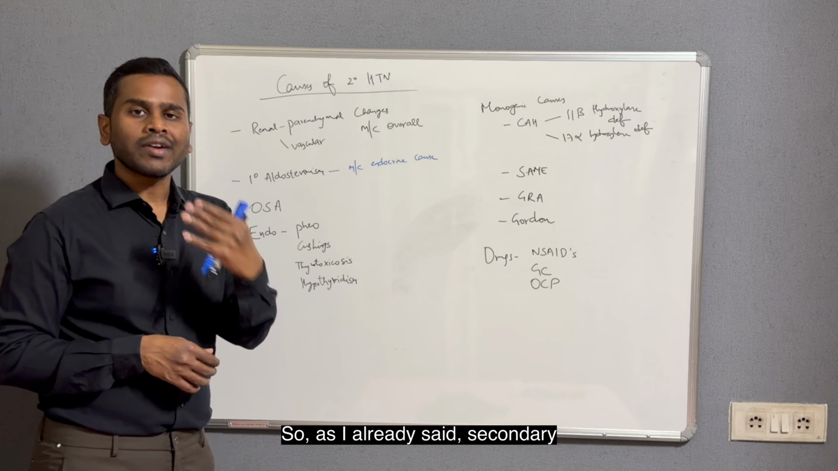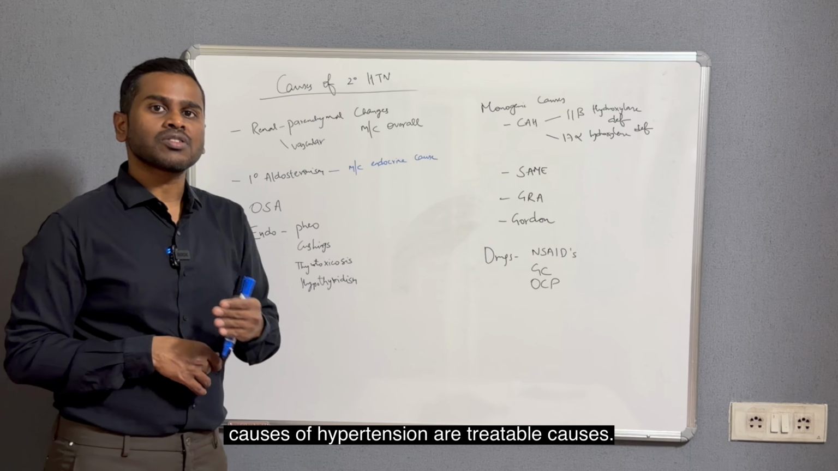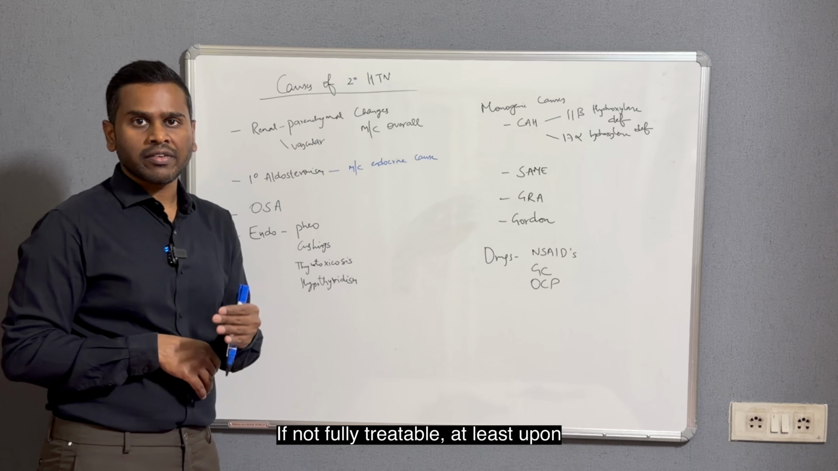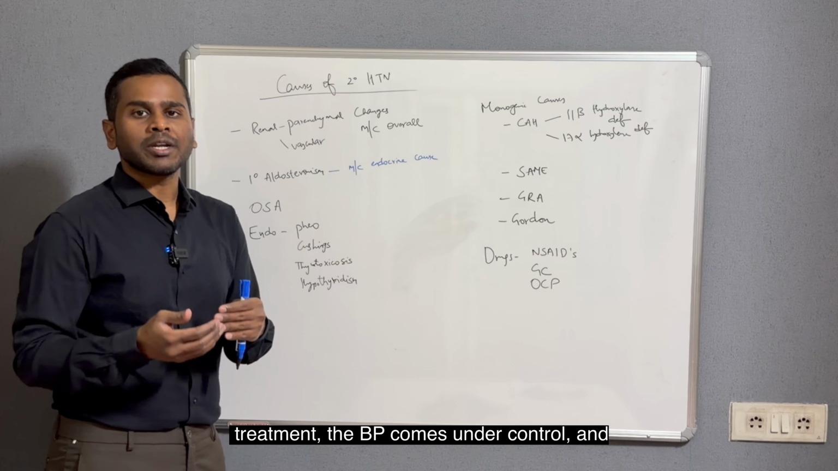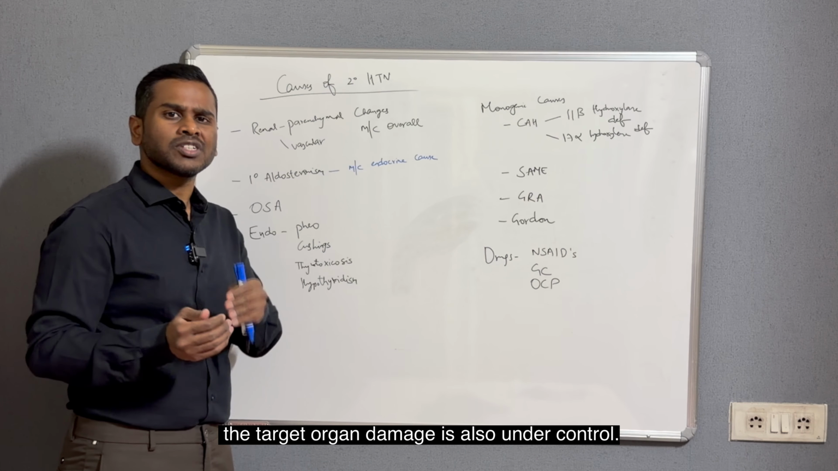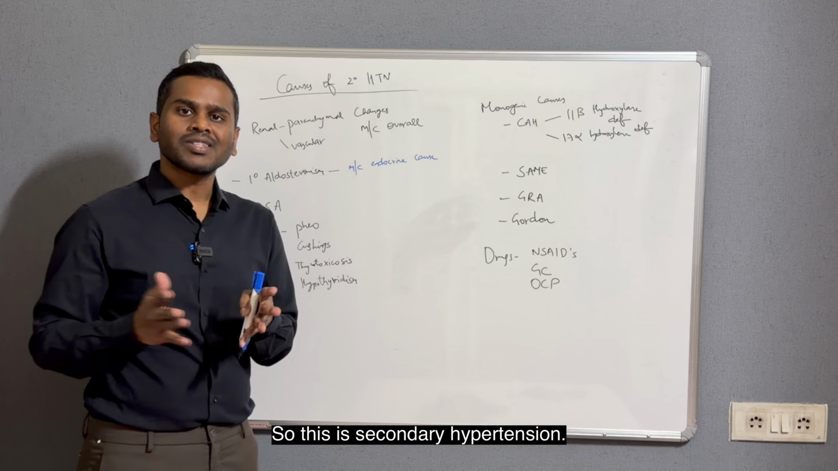So, as I already said, secondary causes of hypertension are treatable causes. If not fully treatable, at least upon treatment, the BP comes under control and the target organ damage is also under control. So, this is secondary hypertension.